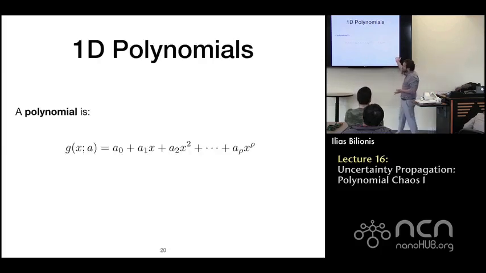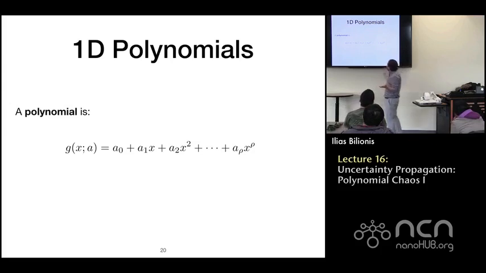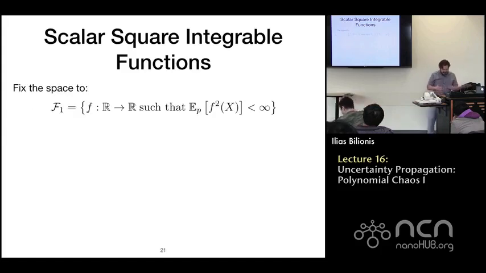Okay, so first of all, this is how a polynomial looks. Everybody agrees on that. Constant term, linear term, quadratic term, cubic term, etc., up to a specific degree. So this rho here is called the degree of the polynomial, and it can be whatever you want. Now the space of scalar square integrable functions is this. It's just functions from R to R. The input is a scalar. That's all I'm talking about.